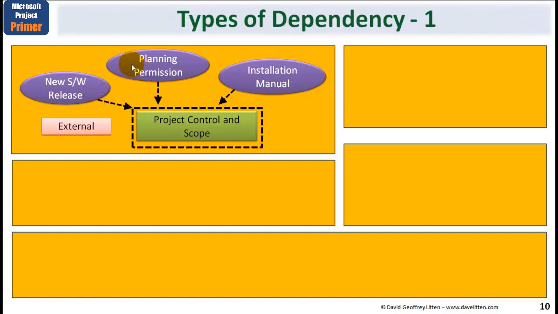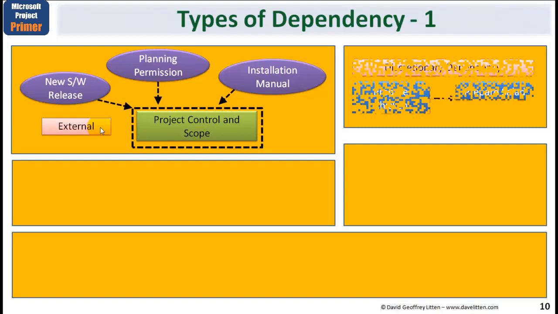Let's imagine you're doing something in the building or construction industry type of project. Getting planning permission. You can't start building until you've got that. That again would be seen as an external dependency or constraint. Or that an installation manual is being created by a different company or organization, and that this will need to be in place before you can carry out further tasks within your project. These are seen as external type of dependencies or constraints.